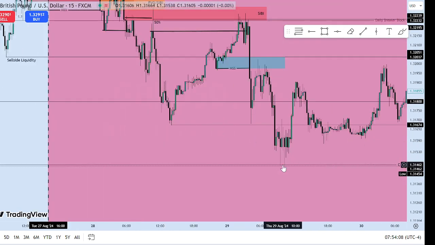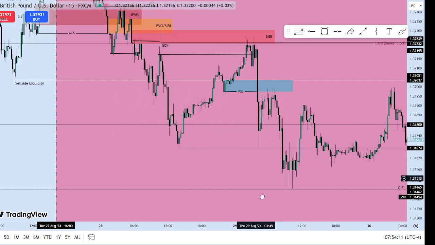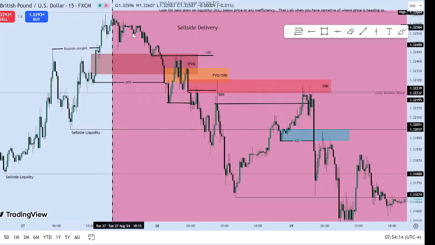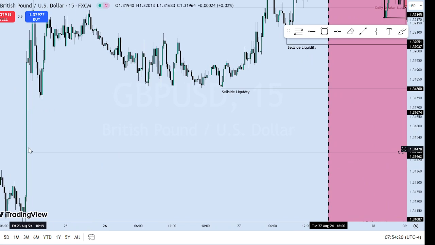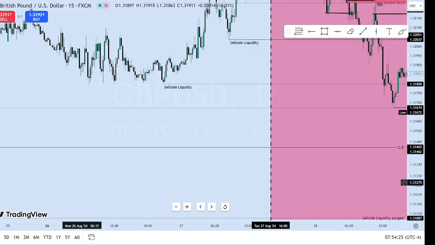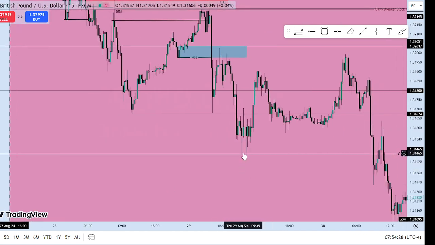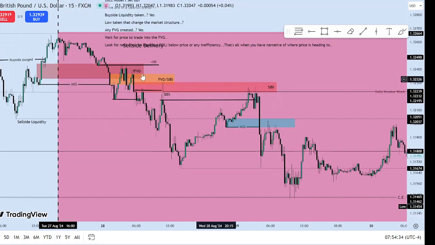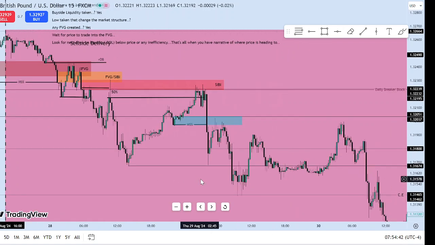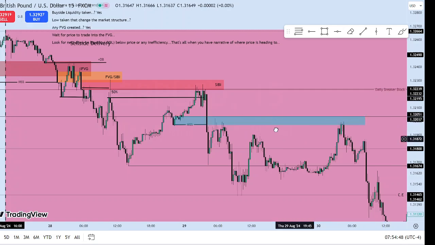You see, that's where the price traded to for this sell side delivery. That's our narrative, the inefficiency resting below. So you target the 50% for price to deliver into the 50% of it. That's it. From this movement here, from here to here, you have made money for the day. Once you have the narrative of where price is going, it will be easier for you to anticipate price, then know your entry and your exit.